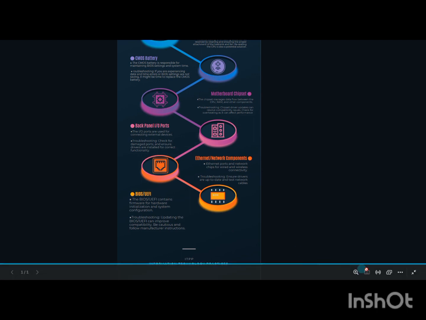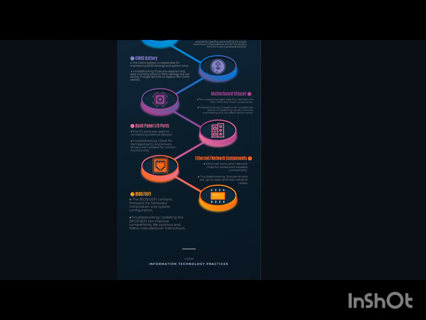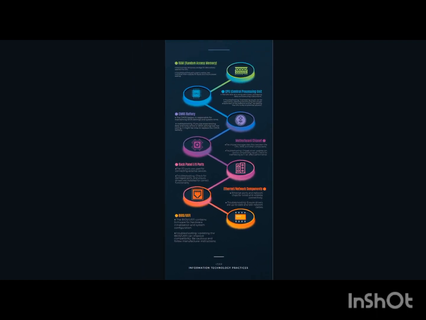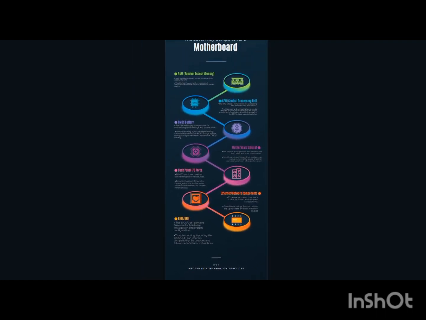5. Back panel I/O ports. The I/O ports are used for connecting external devices. To troubleshoot it, check for damaged ports and ensure drivers are installed for correct functionality. 6. Ethernet network components. The Ethernet ports and network chips for wired and wireless connectivity. To troubleshoot it, ensure drivers are up to date and test network cables if connectivity issues arise.